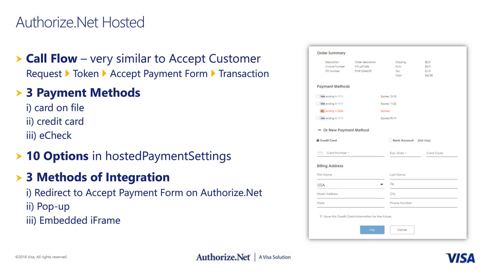We have a couple of customization options in this form. There are pretty much 10 options which you can use to customize the look and feel, such as if you want to show the end receipt, or if you want to show only the credit card payment options, or if you want to show both credit card and bank accounts.